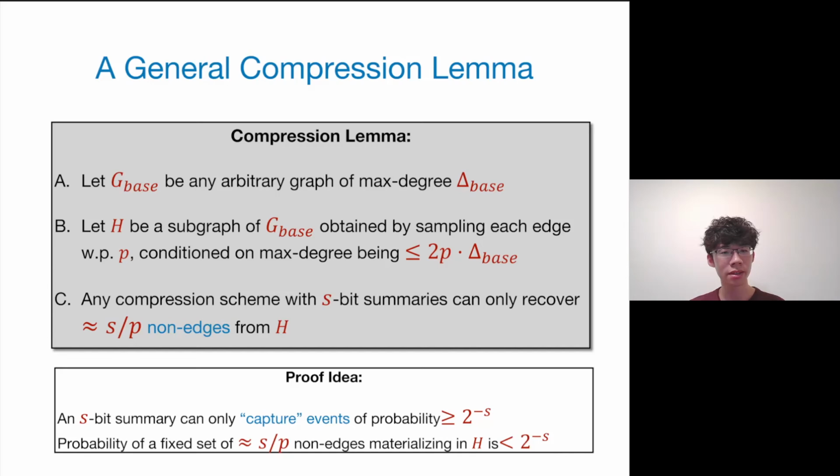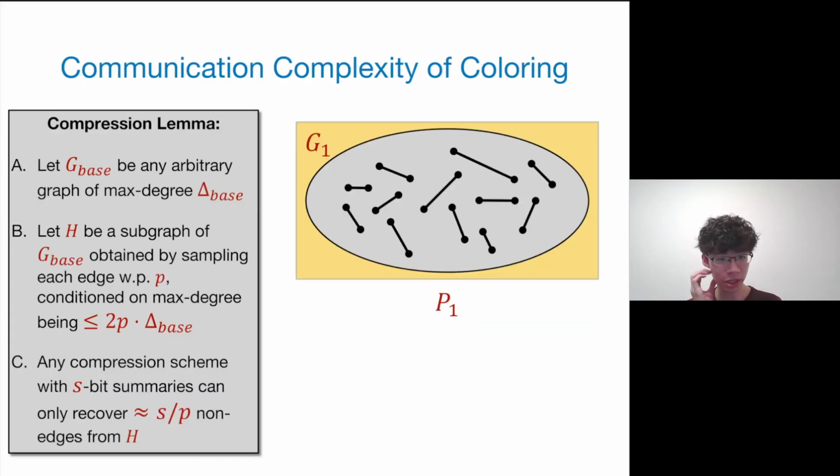And then the idea of this proof is that an S-bit summary can only capture events of probability around 2 to the minus S. But if you calculate the probability of a fixed set of S over P non-edges, that's going to be less. So the S-bit summary cannot capture this event. So this is kind of abstract, so we should see how this lemma is used. Let me show you how this is used.